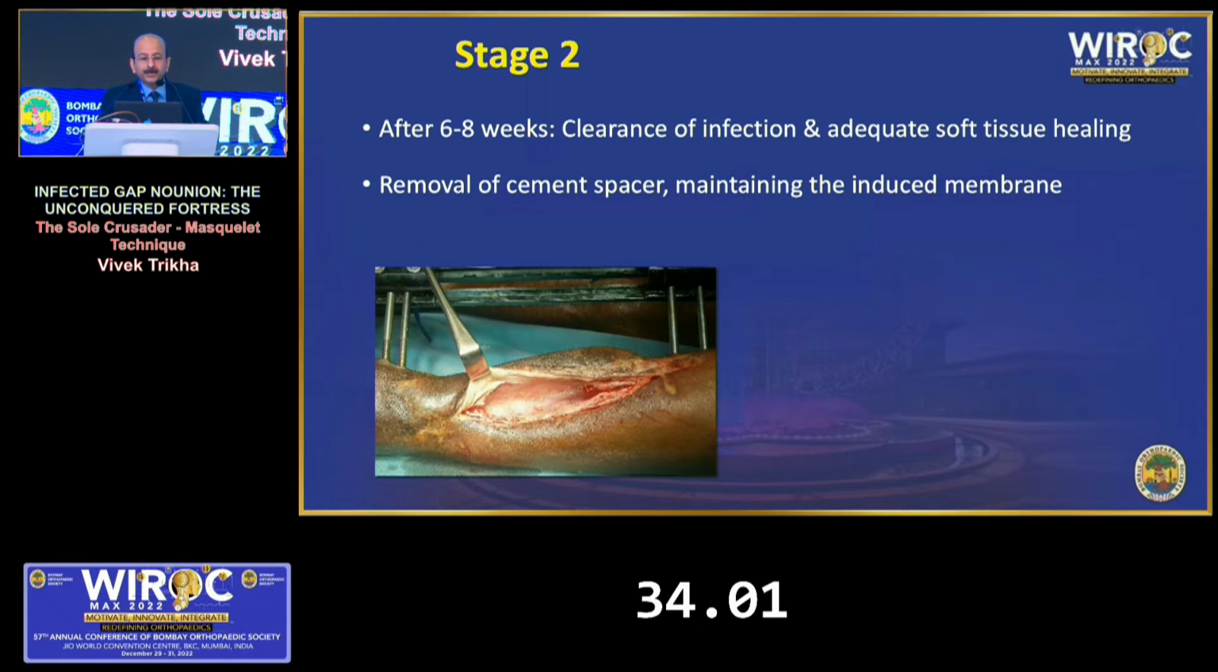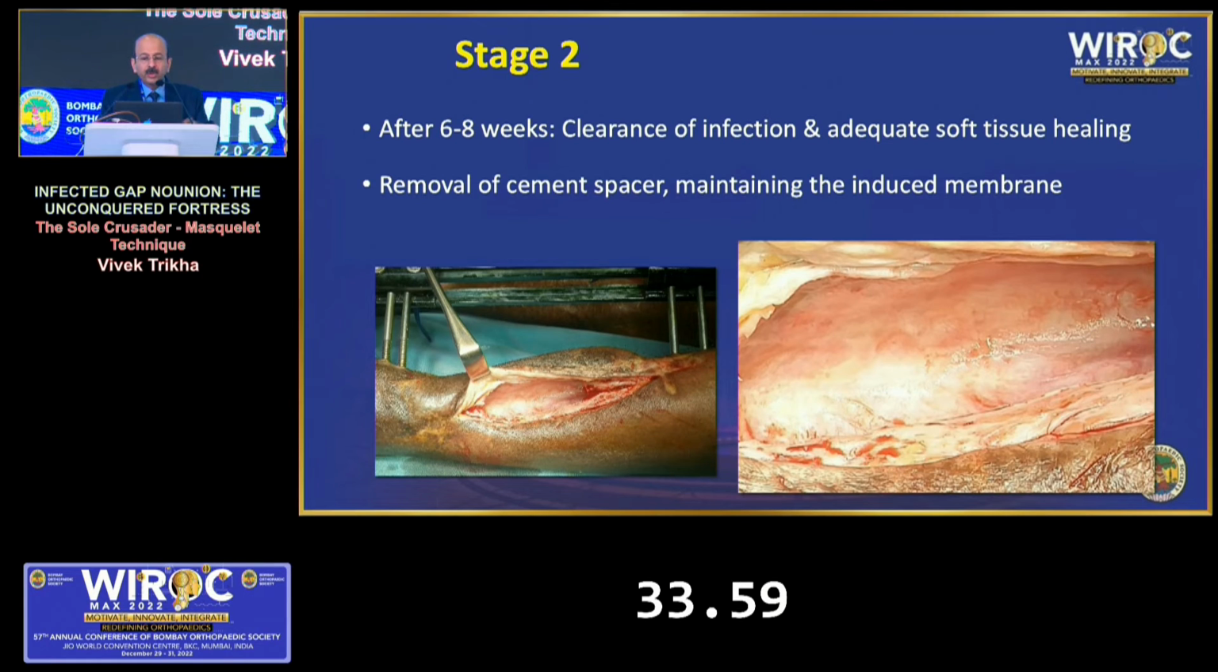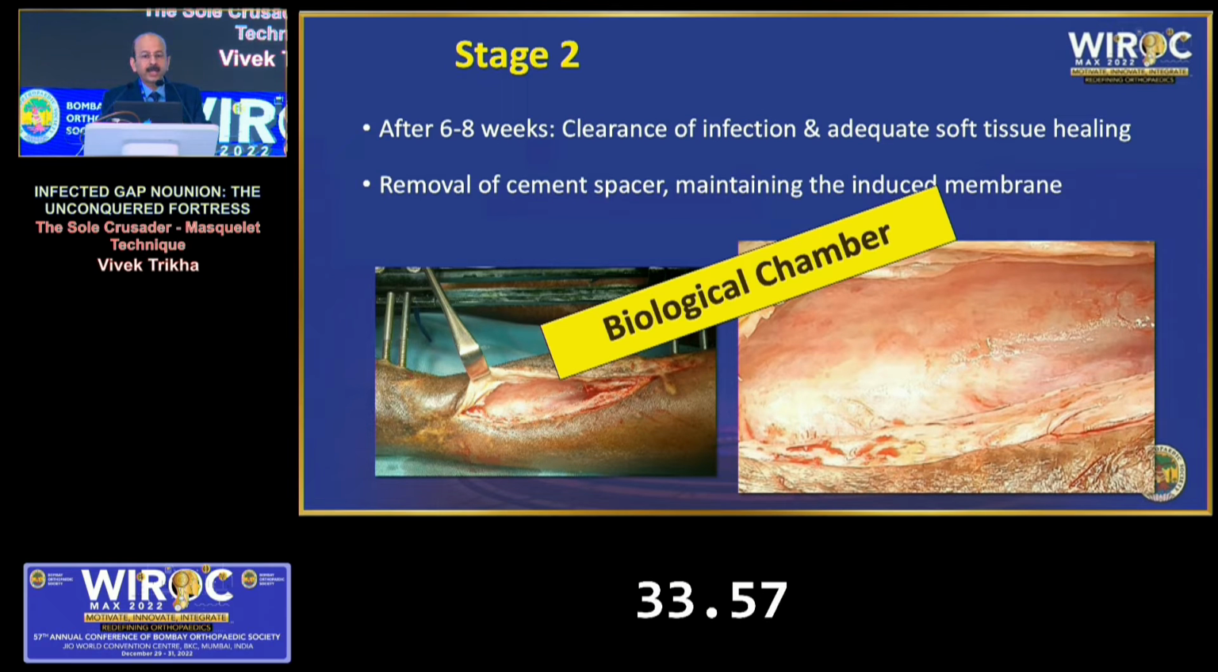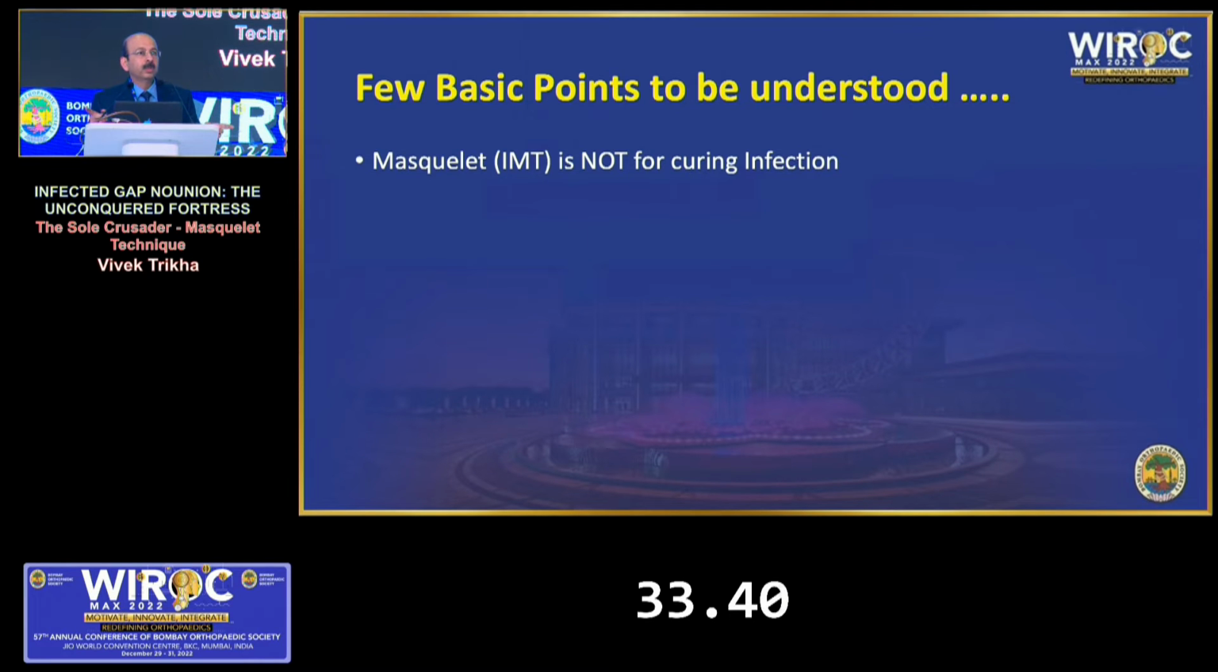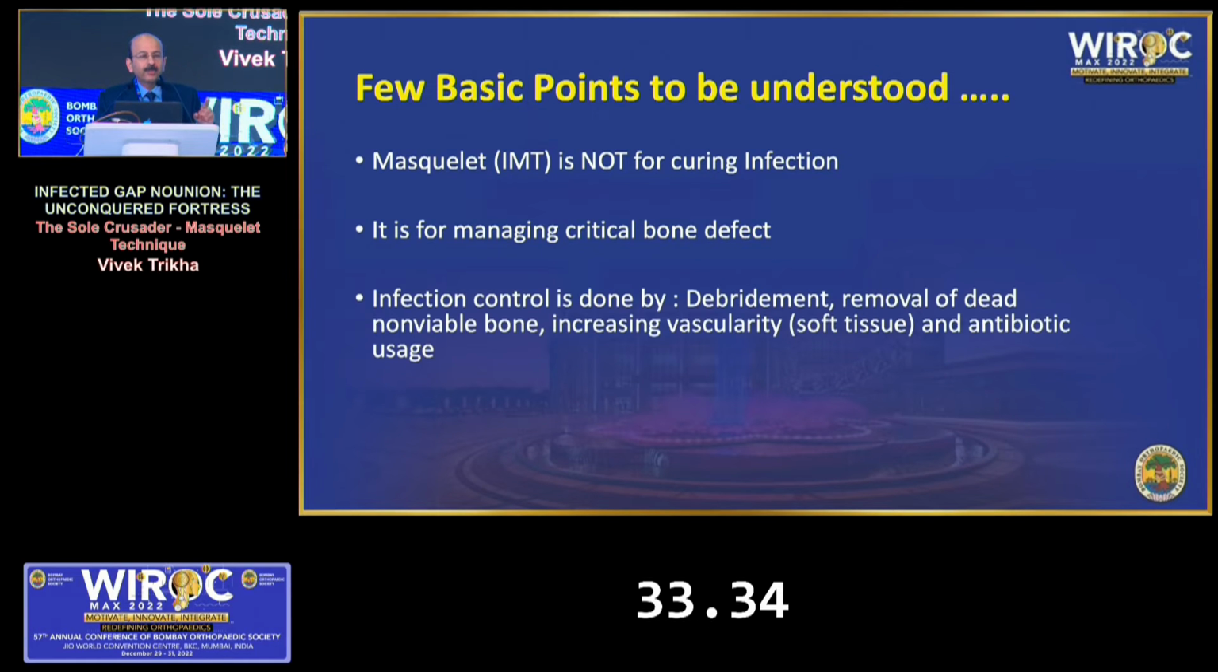to ensure that. Once you do that, you see how the membrane is forming inside, which is a biological chamber, not an artificial made, nothing, it's a biological chamber. And then you put in the grafts to get good results. So the final and the most important point to understand for the Masquelet is you do not cure infection just by putting in a cement spacer, as many people do. It's not that cement spacer is going to cure infection for you. What you are going to do is manage the critical bone defects.